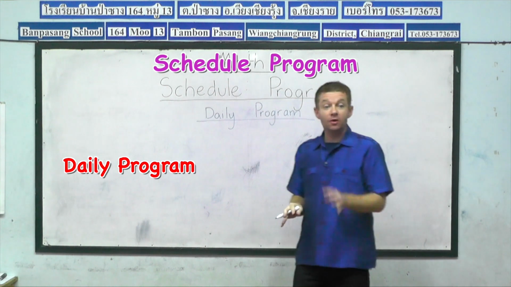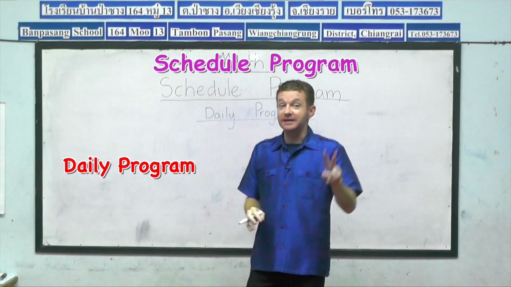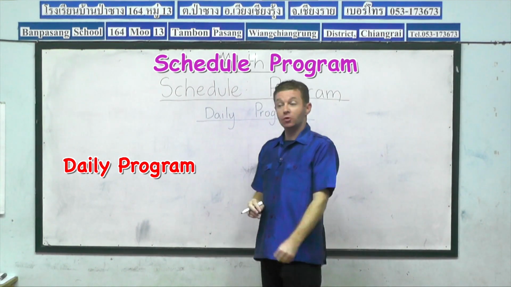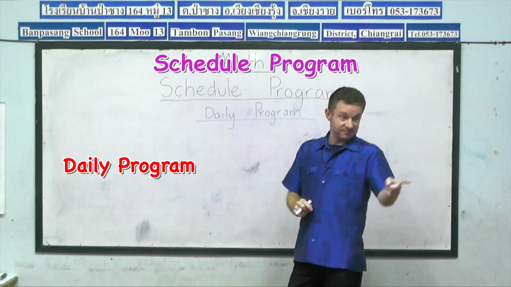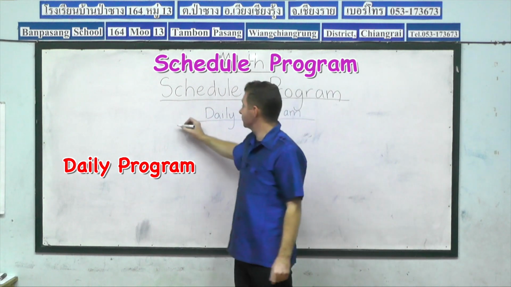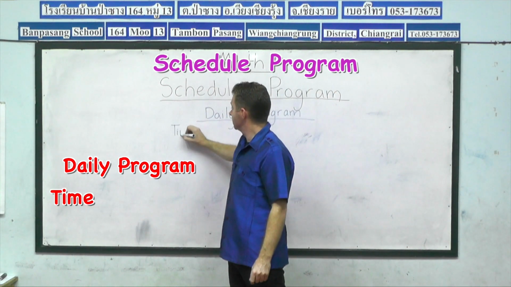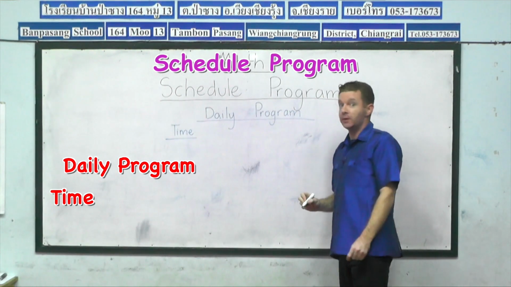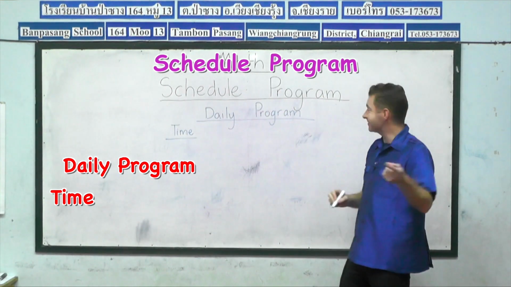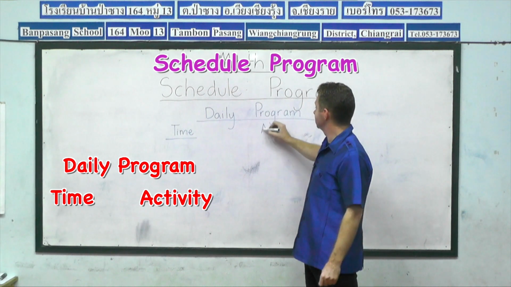So remember, all timetables and programs need at least two things. Who can remember what the first thing is? What do we need so we know? Time. Excellent, Lackow. Well done. We need our time. And then, once we've got our time, we need to know what we're doing. And we call that the activity. Excellent, guys.